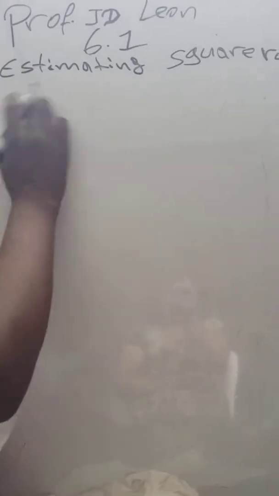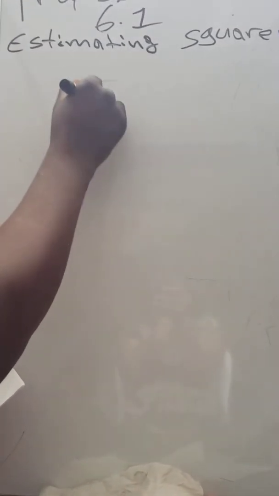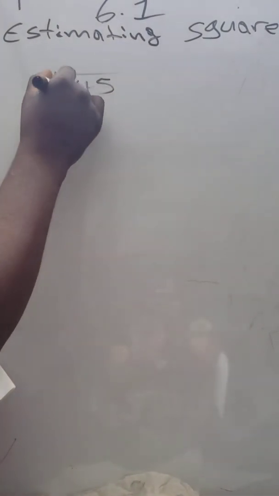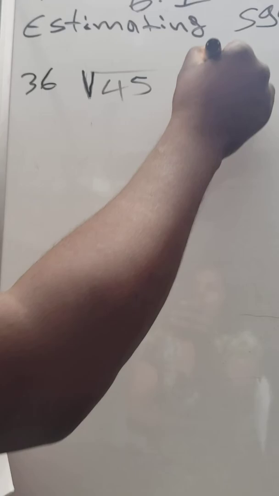All right, so when we are estimating square roots, for example, if you have the square root of 45, 45 is between two perfect squares. What are those perfect squares? One of them is 36, the other one is 49.